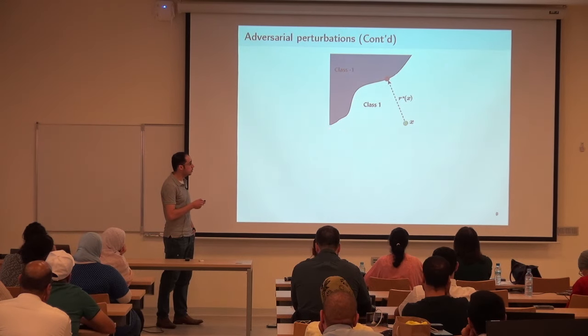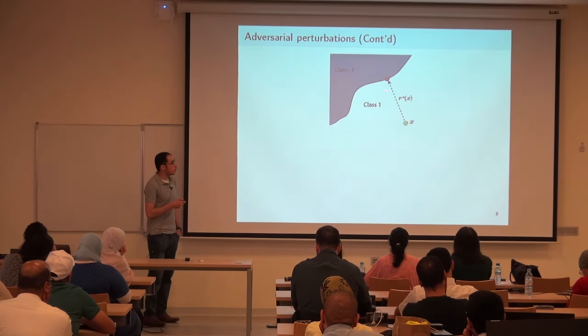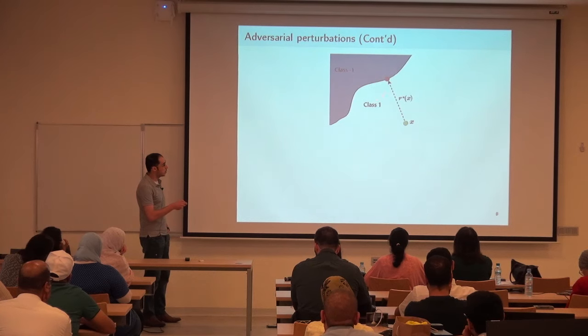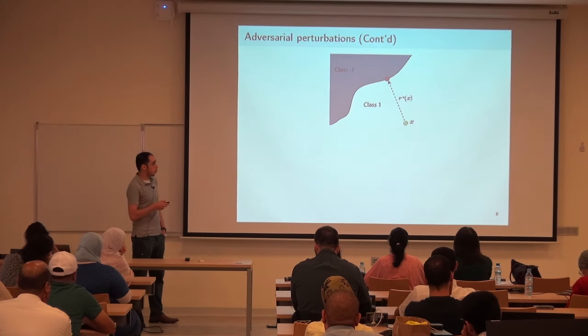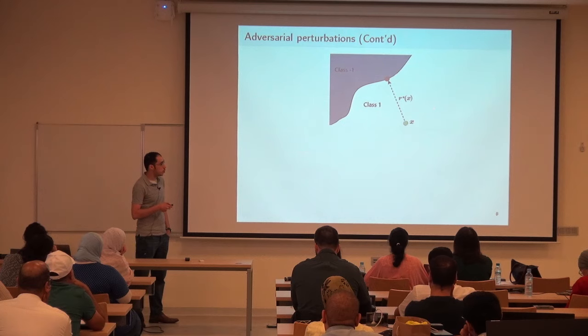So more pictorially, what does this actually correspond to? Say that you have two classes here, this is class 1 and this is class -1, and this is the decision boundary between these two classes. Everything here, all the data points here, are classified as class 1, and all the data points here are classified as class -1. And the robustness to adversarial perturbation is basically this vector here, or the norm of this vector.